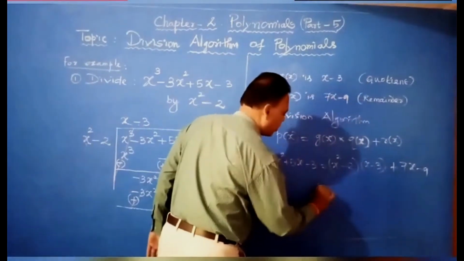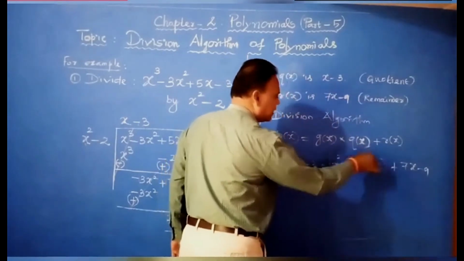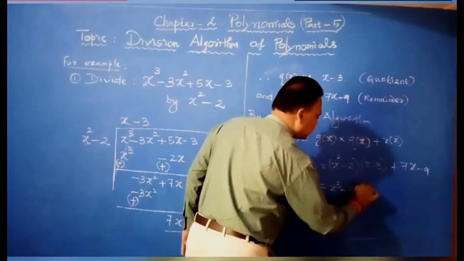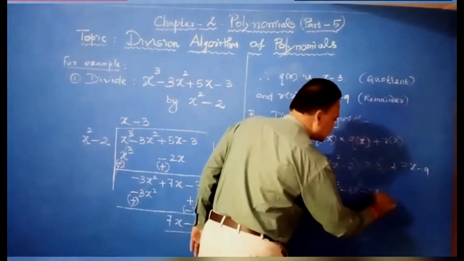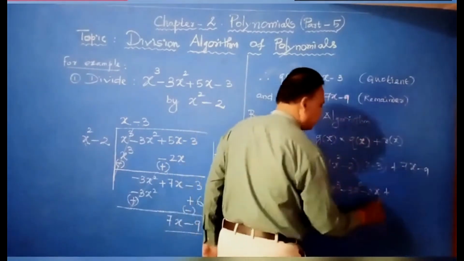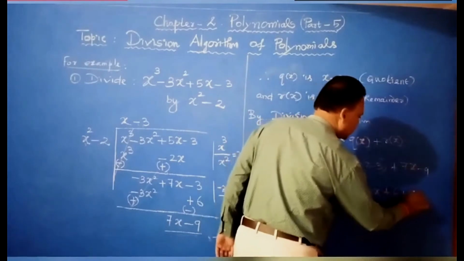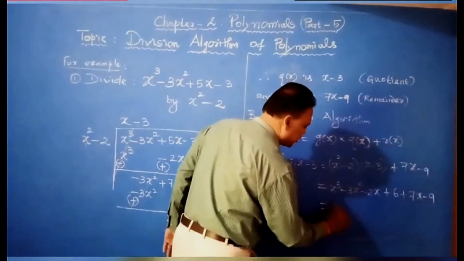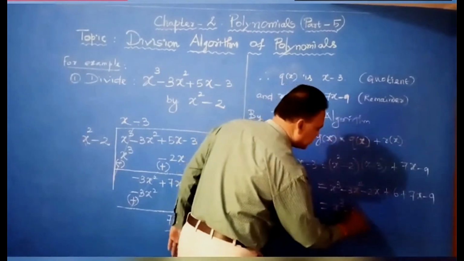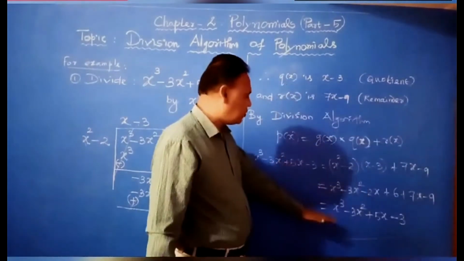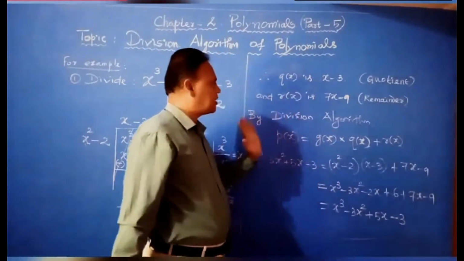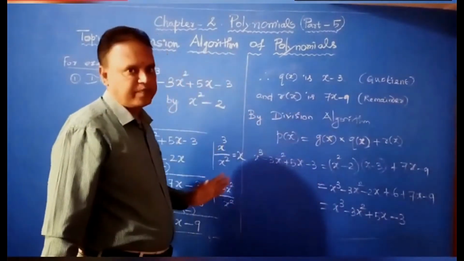Therefore, ordinary multiplication: x cube minus 3x squared minus 2x plus 6 plus 7x minus 9, that is equal to x cube minus 3x squared. Left hand side equal to right hand side. So division algorithm is satisfied.